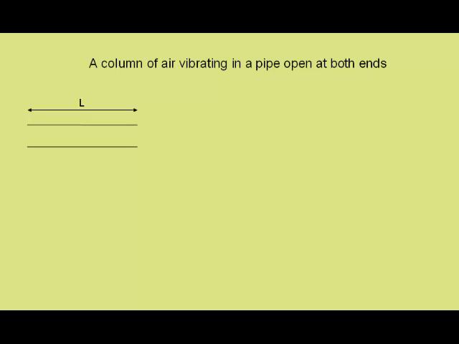Now to look at a column of air which is open at both ends. And so we must have an antinode at this end, an antinode at this end, the simplest situation giving us one node in the centre. We can represent this with the displacement line here, showing maximum displacement left and right at the ends, zero displacement in the centre, maximum displacement left and right at this end.